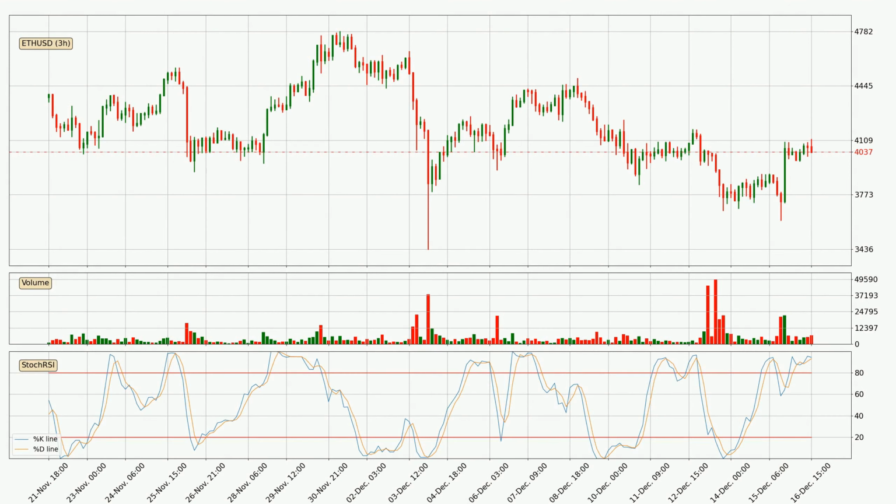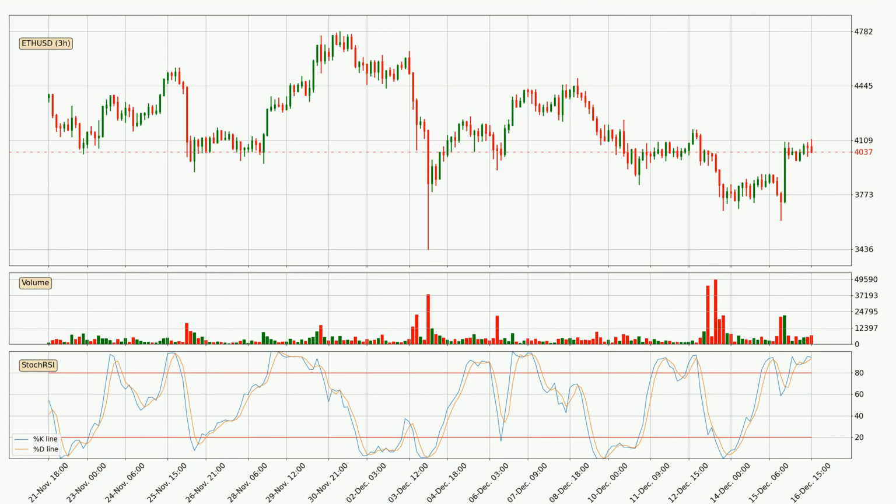Moving to the 3-hourly stochastic RSI, both the %K and %D lines are located in the higher region. This means that the price is high due to overbuying, and a change in the trend, or at least some kind of consolidation, can be expected. However, the K line still hasn't crossed the D line, so you should wait to see if the trend will actually go down.